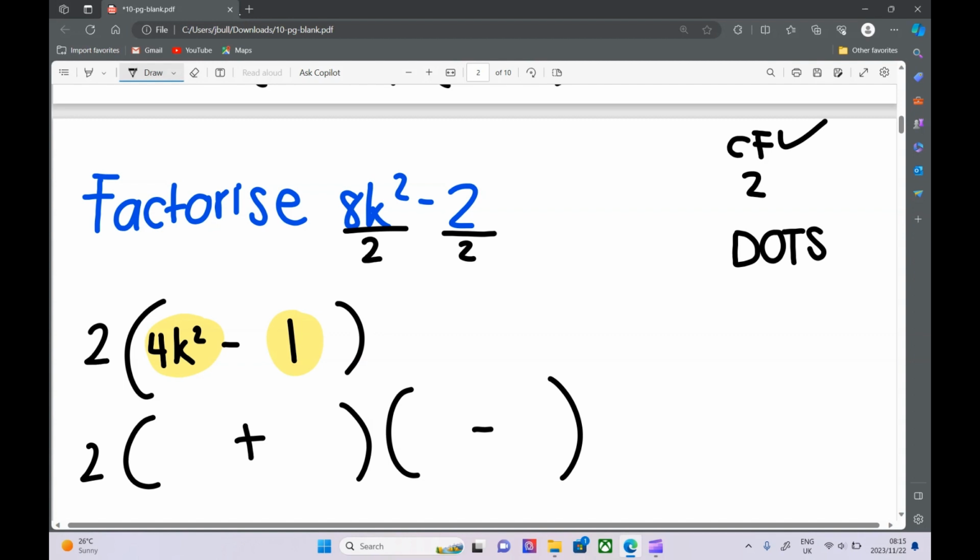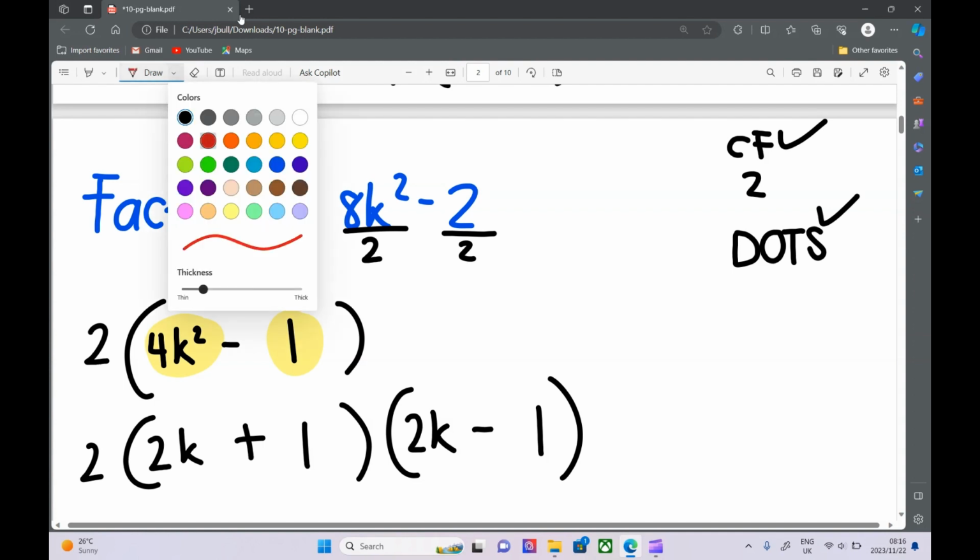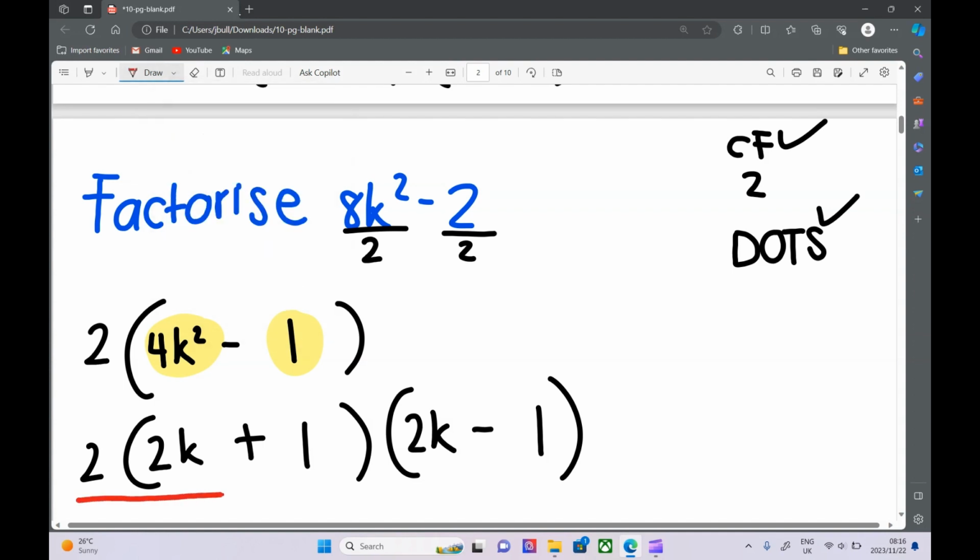And then what you do is you say the square root of this first number. So the square root of 4 is 2. The square root of k squared is just k. And I put that in the front of both of the brackets. And then the square root of 1 is just 1. And there we go. We have actually factorized this one fully. So we used common factor and dots. We can't do anything else to these. So this is our final answer then.